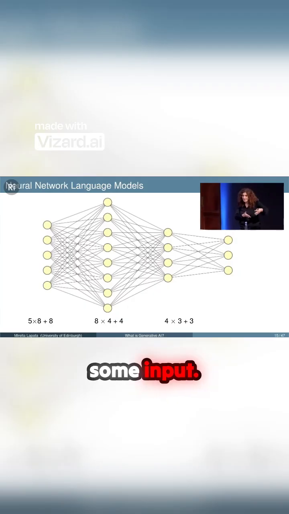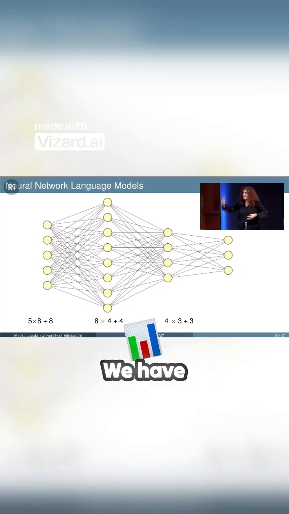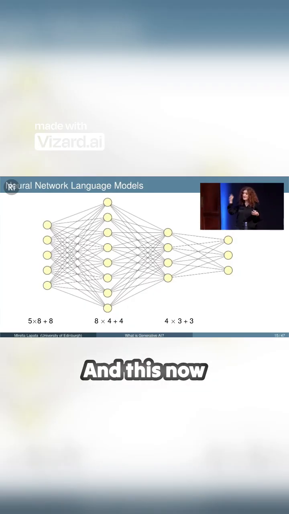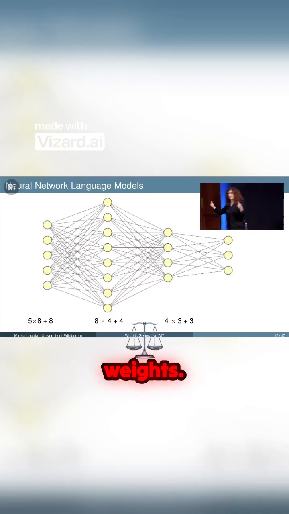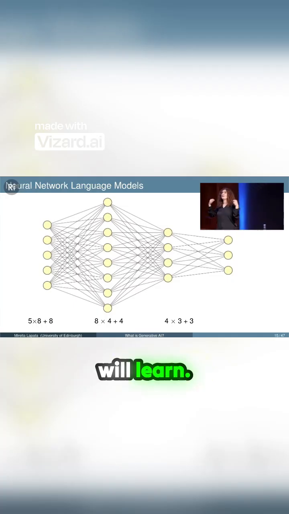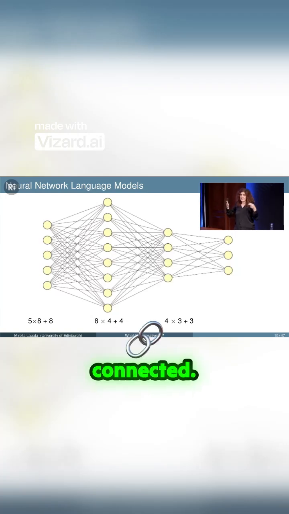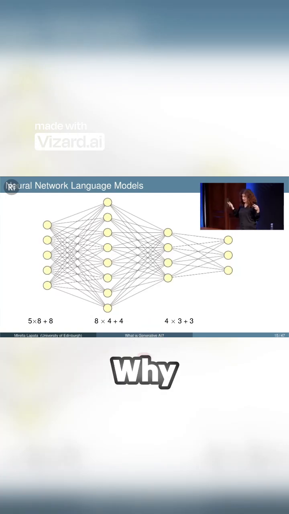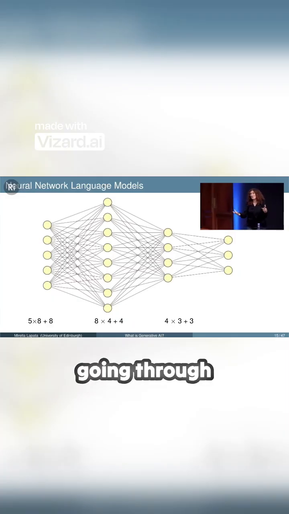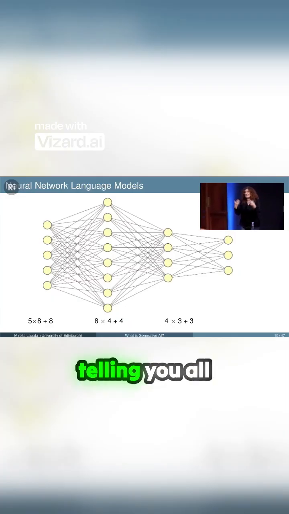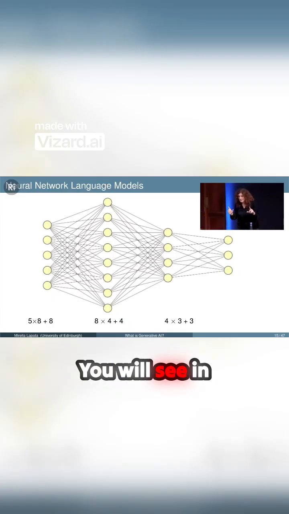So we have some input, we have some layers in the middle, we have some output, and this now has these connections, these edges, which are the weights. This is what the network will learn. And these weights are basically numbers, and here it's all fully connected, so I have very many connections. Why am I going through this process of actually telling you all of that? You will see in a minute.